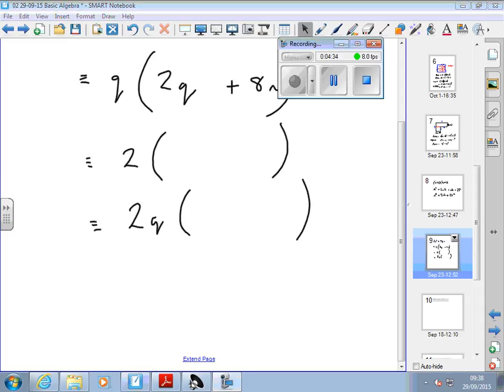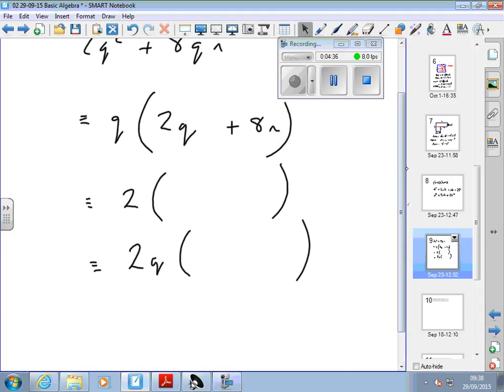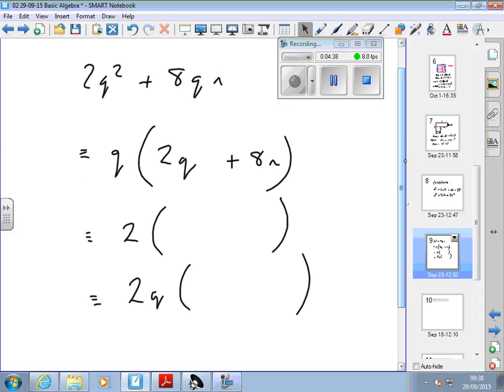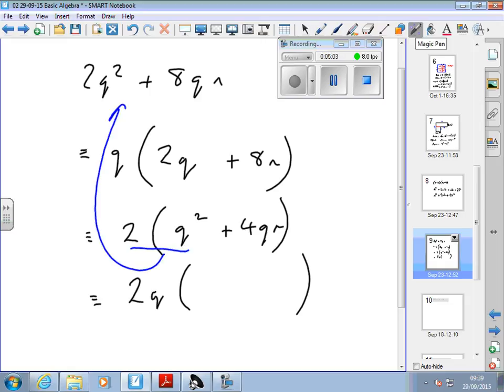So this first one, if I take the 2 outside, what have I got to times the 2 by to get back to this q squared? What have I got to times the 2 by to get back to 8qn? 4, because 4 times 2 is 8, qn. So I'll end up with that. If you are factorising, always multiply back out and check you get back to that again.